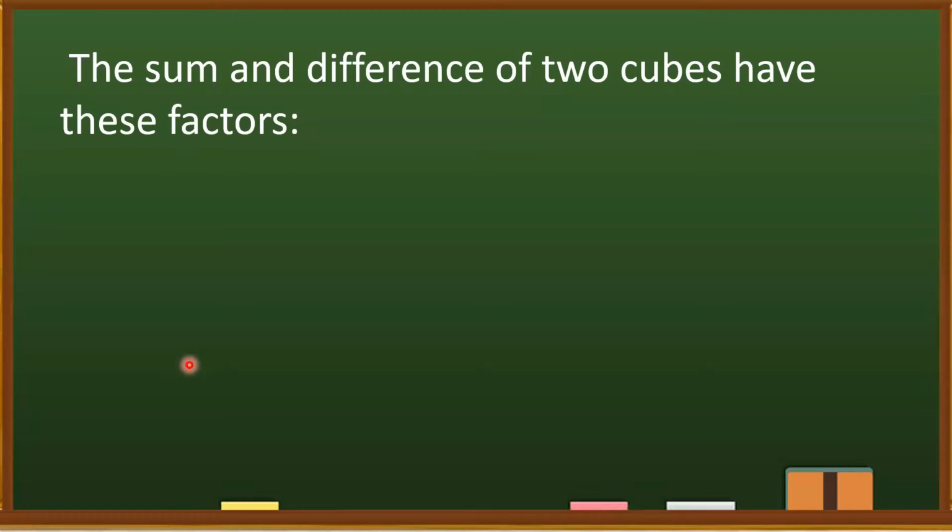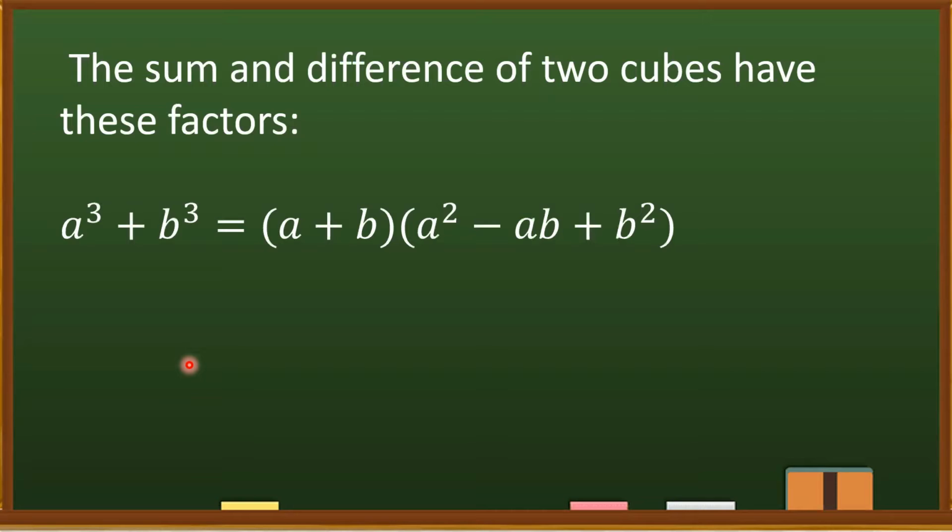Okay? So the sum and difference of two cubes have these factors. So wag kakalimutan yung factors na to kasi kapag na-memorize natin yung formula na to, mas mabilis nating makukuha yung factors kasi more on substitution na lang siya. Okay, so here we have a cubed plus b cubed. So yung first term and third term natin are both raised to 3. So meaning these two terms are perfect cubes. And then yung operation niya is positive.